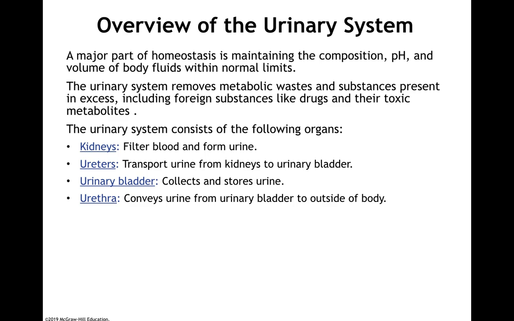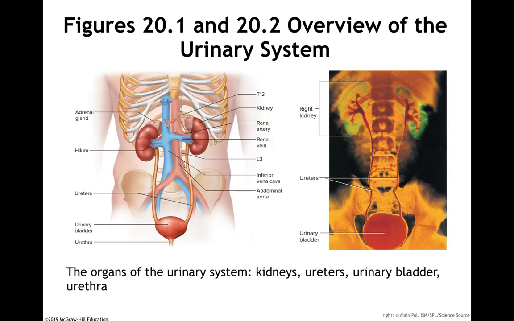them within normal limits. The urinary system removes metabolic wastes and substances present in excess, including foreign substances, which might be drugs or metabolites of drugs. The urinary system consists of the kidneys, which filter blood to form urine, the ureters, which transport that urine from the kidneys to the urinary bladder, the urinary bladder, which collects and stores the urine, and the urethra, which conveys urine from the urinary bladder to the outside of the body. They are shown here in an artist rendering and a medical image.